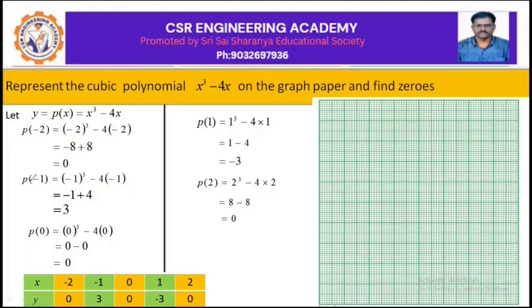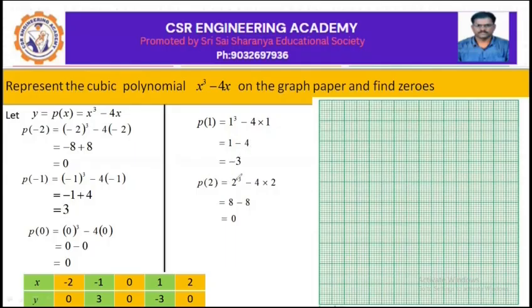Polynomial value at x equal to minus 1, that is p of minus 1 is equal to (minus 1) whole cube minus 4 into minus 1, which is minus 1 plus 4, that is equal to 3. P of 0 is equal to 0 cube minus 4 into 0, which is 0 minus 0, equal to 0. P of 1 is equal to 1 cube minus 4 into 1, which is 1 minus 4, equal to minus 3.